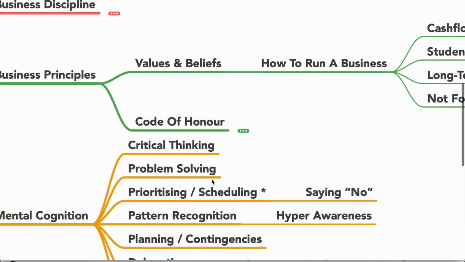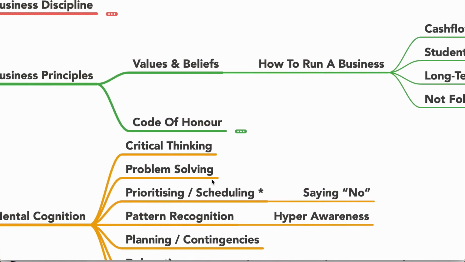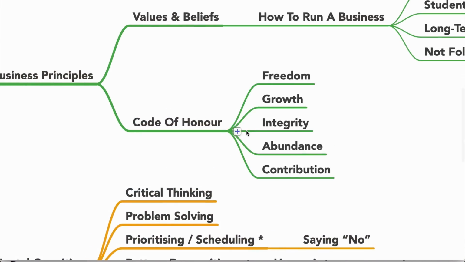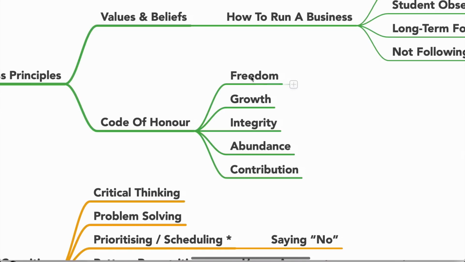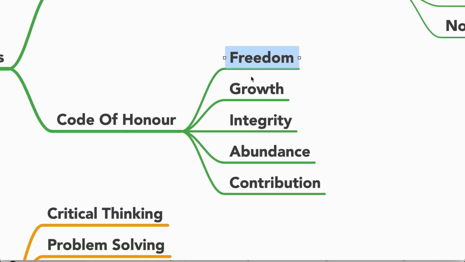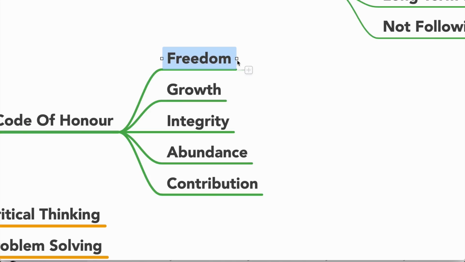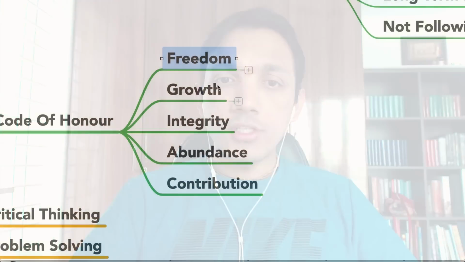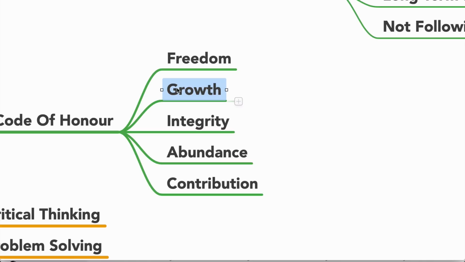Now, besides this, I also have a code of honor, and you need to set your own code of honor, or your set of values by which you want to live. For example, my 5 codes of honor are, first, freedom. I believe that each and every one has the opportunity in today's day and age to live and run a business anywhere in the world. So you don't need to be bound by geography or place or situation. You can be very, very flexible. 2 is growth, to learn, do, and teach.